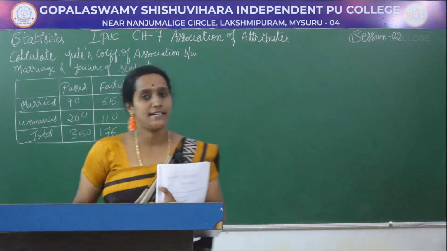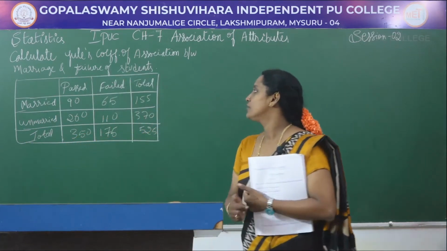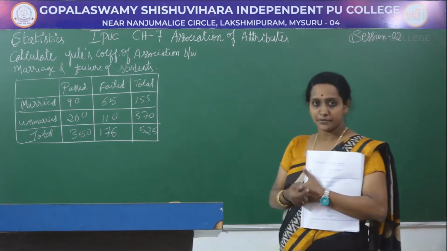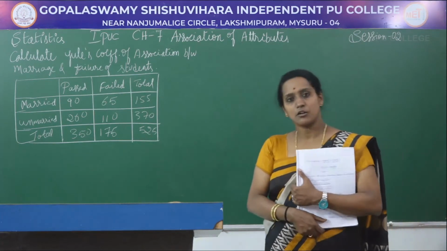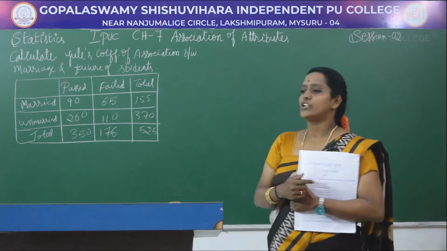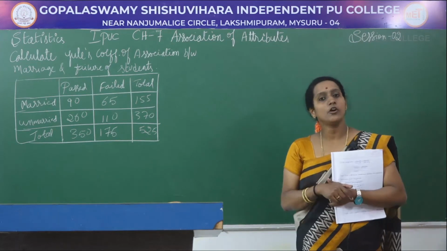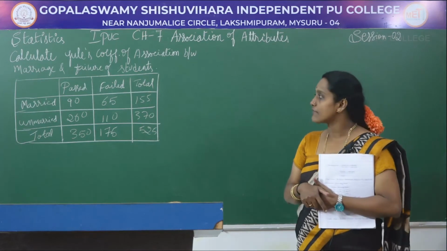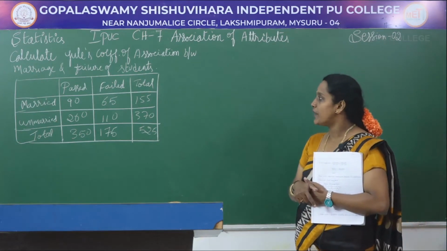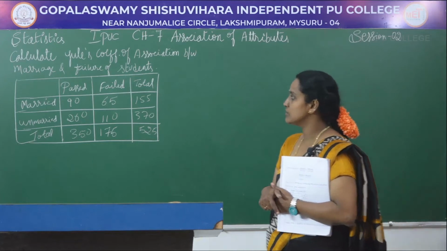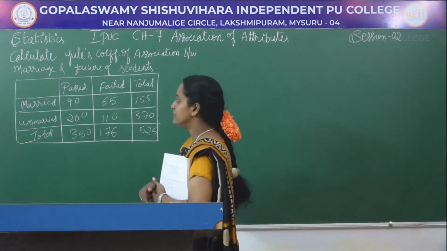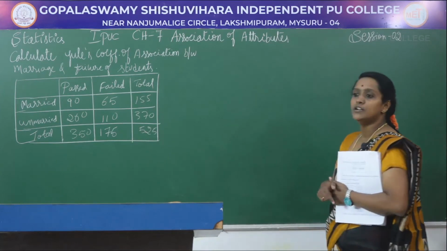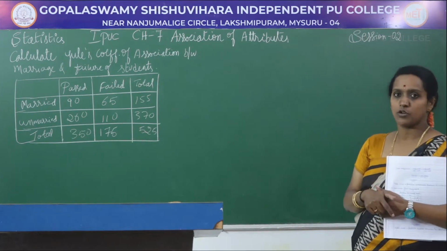So this is the data actually they have given. For this we have to calculate the Yule's coefficient. By that we have to give the conclusion whether the marriage and failure of the students are related or not. Here they have given the passed and failed students, and married and unmarried. These two are the attributes, and the total. For this we have to find a Yule's coefficient.